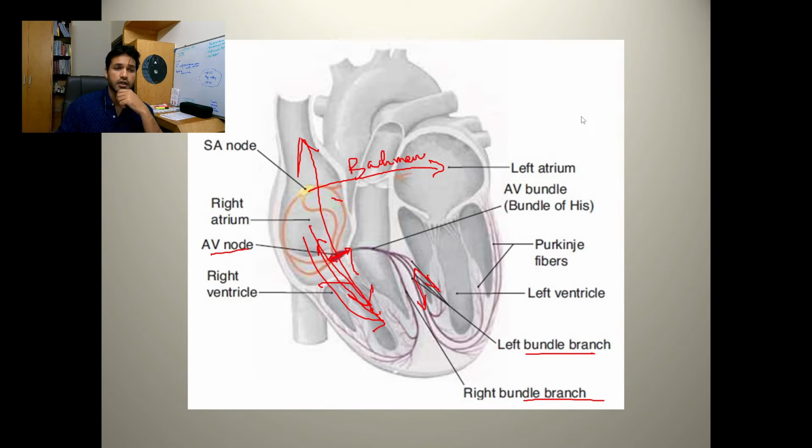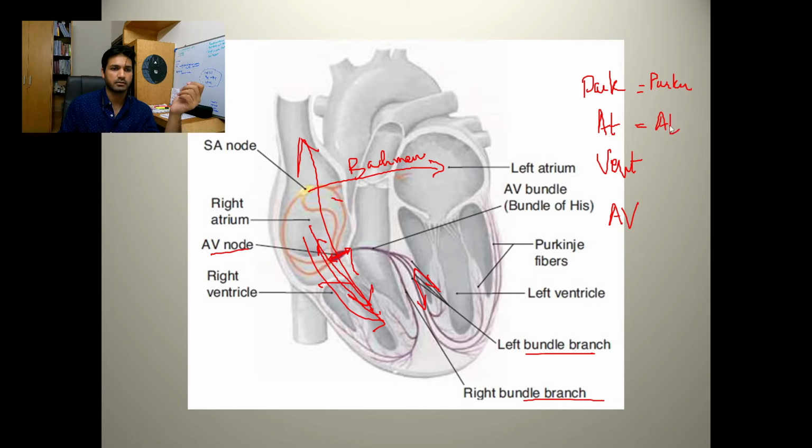The conduction velocities, I remember through the mnemonic Park at Ventura Avenue. Now the fastest fibers are the Purkinje fibers. Then we have the atrial fibers, then ventricular fibers, and then we have the AV node. AV node is the slowest part of the conduction system. That's what you have to know.